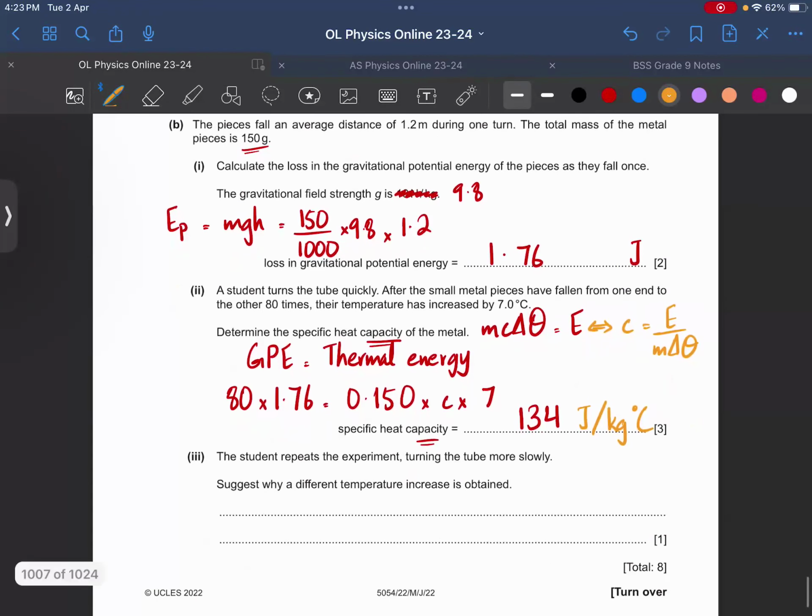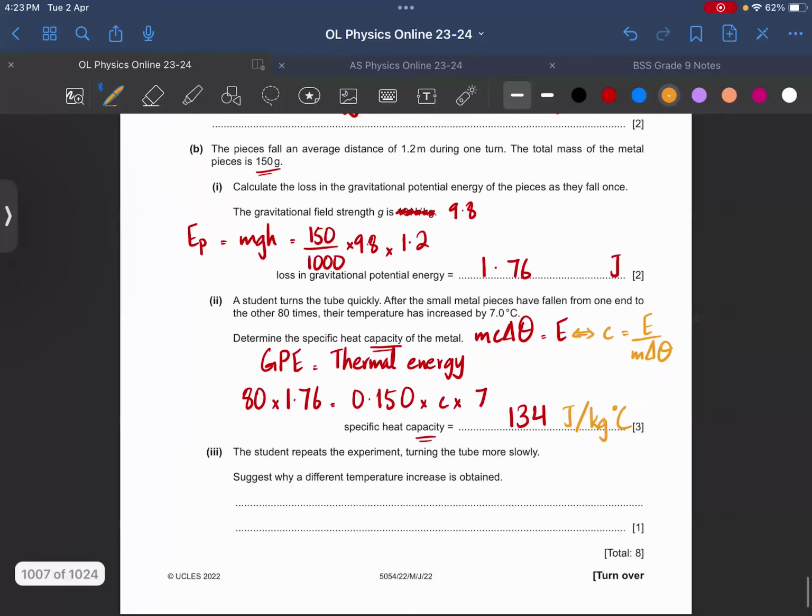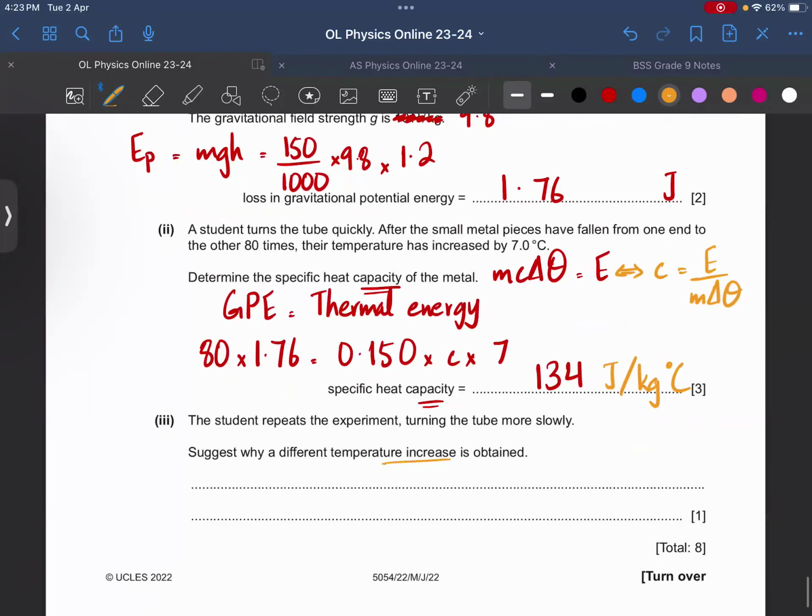All right, part three, look at this. The student repeats the experiment, turning the tube more slowly. Suggests why a different temperature increase is obtained. So now he does it again, but now he does not turn the tube as fast. Why a different temperature increase is obtained? What would be the answer to this?